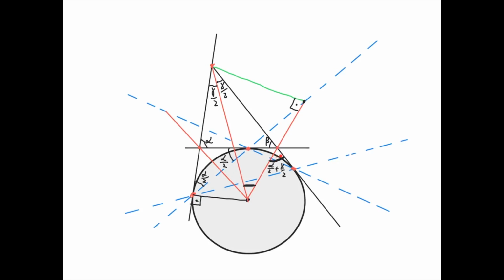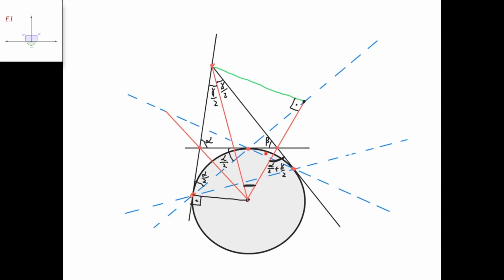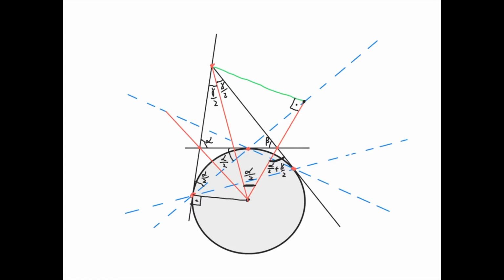And now, since this angle is alpha over 2 plus gamma over 2, then this angle, the complementary one, is 180 minus alpha over 2 minus gamma over 2. And this angle is gamma over 2. So because of the sum of the angles in this triangle, we know that this angle is alpha over 2, as desired. On this picture, I've drawn all the analogous statements of the one we just proved.